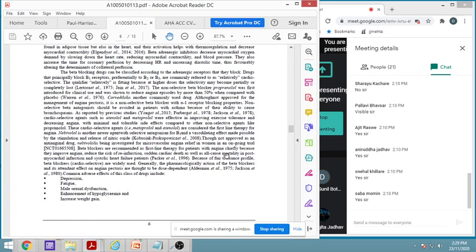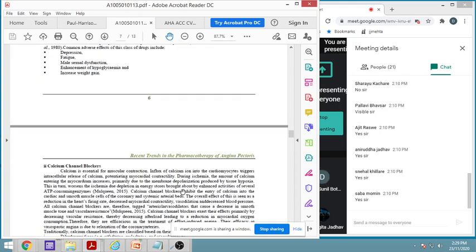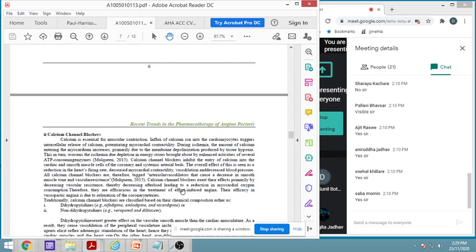Those which are able to cross the blood-brain barrier will show depression-like effects, fatigue, male sexual dysfunction, enhancement of hypoglycemia, and increased weight gain. These are some of the adverse effects with beta blockers.